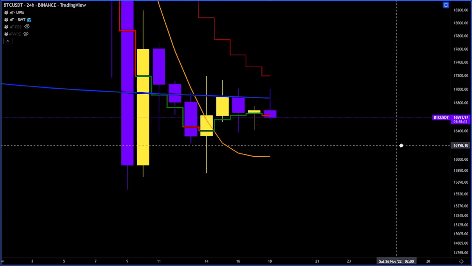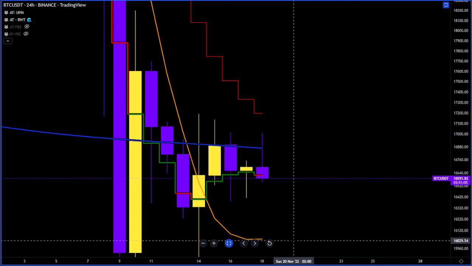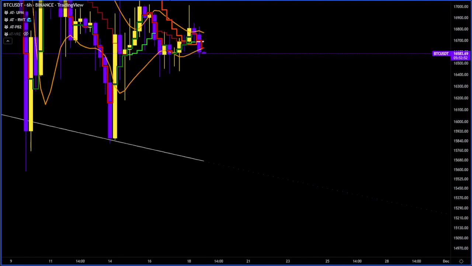Okay, so our UMP. General idea, you close this candle below here, you keep this red, and you look for continuation down into $16,030.